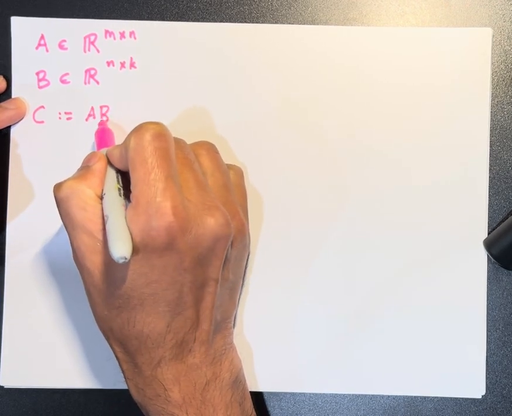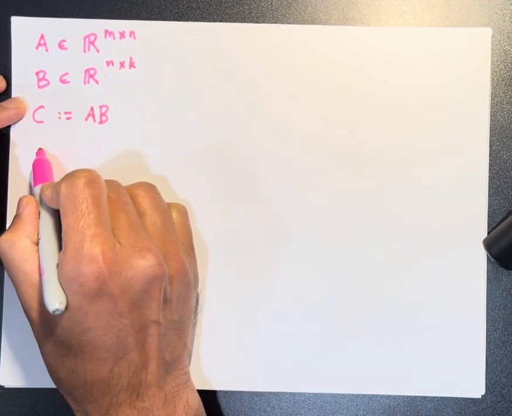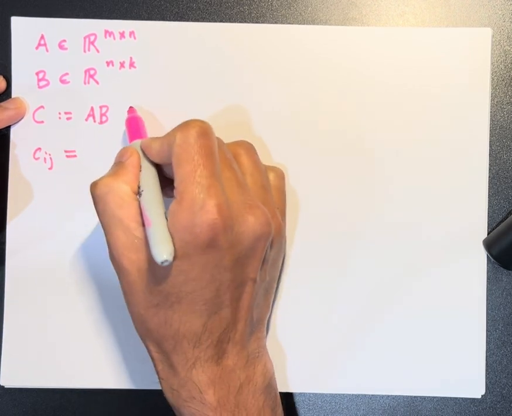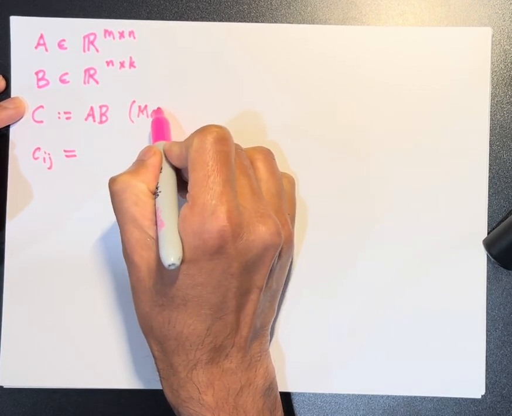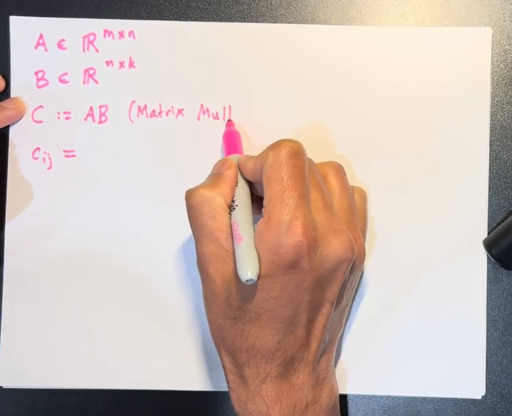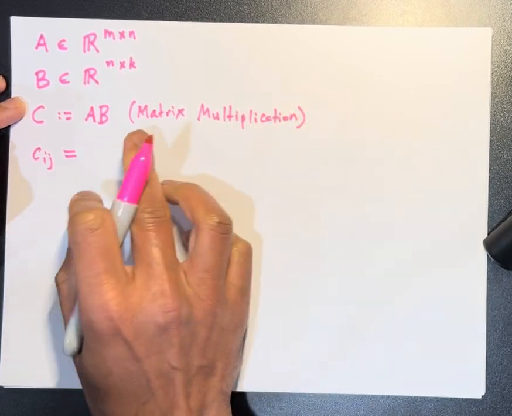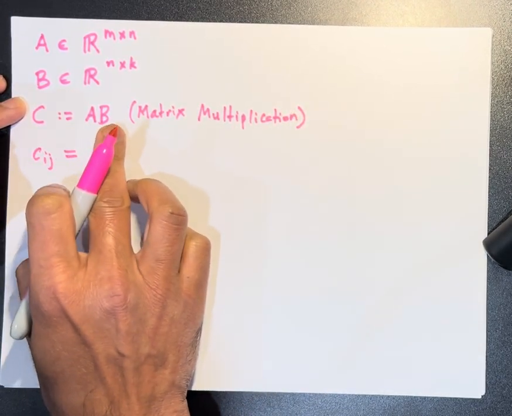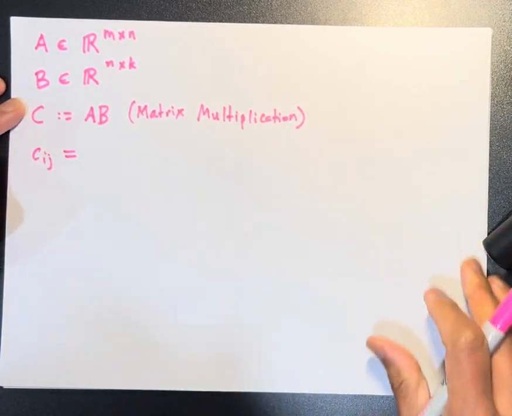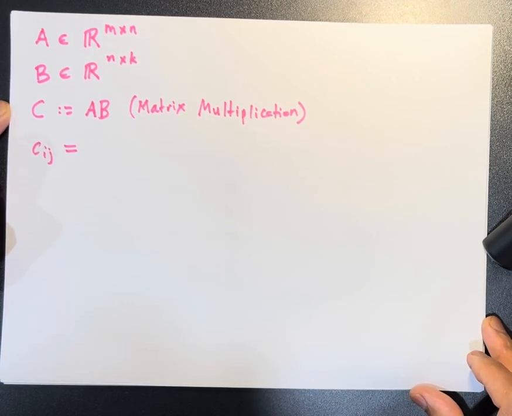So this is matrix multiplication, and in this case A goes first and B goes second, and the order matters for matrix multiplication, which we will see in a minute. AB is not equal to BA in general for matrix multiplication.